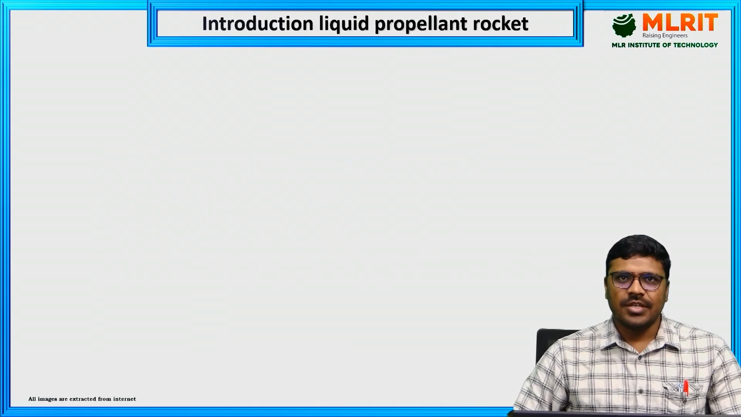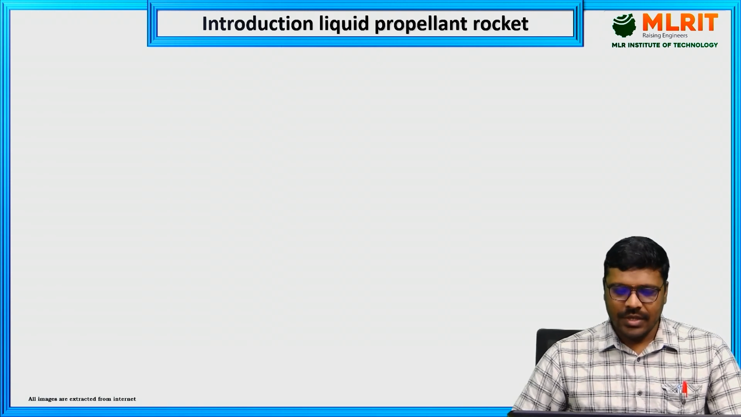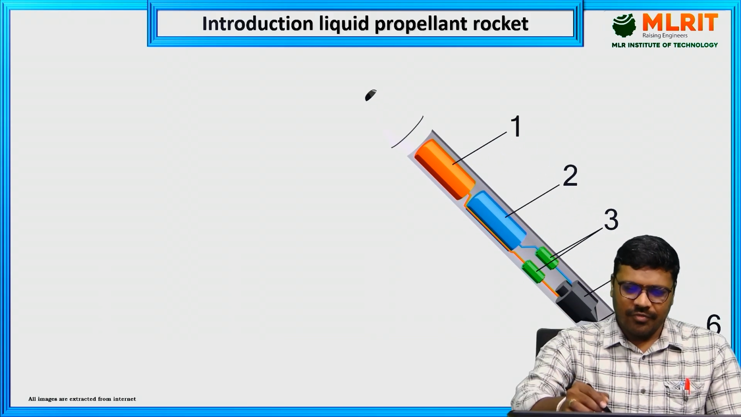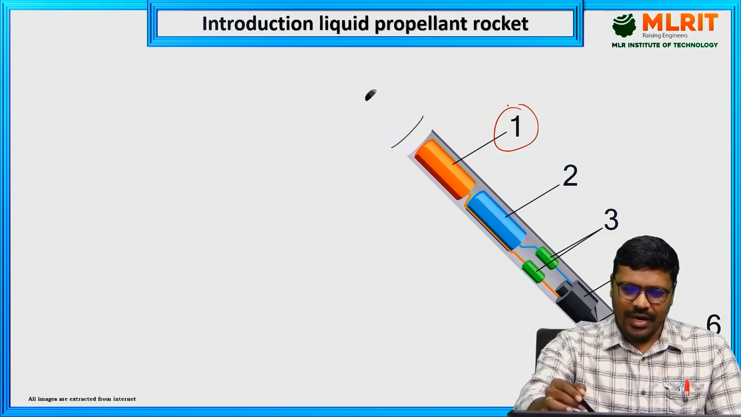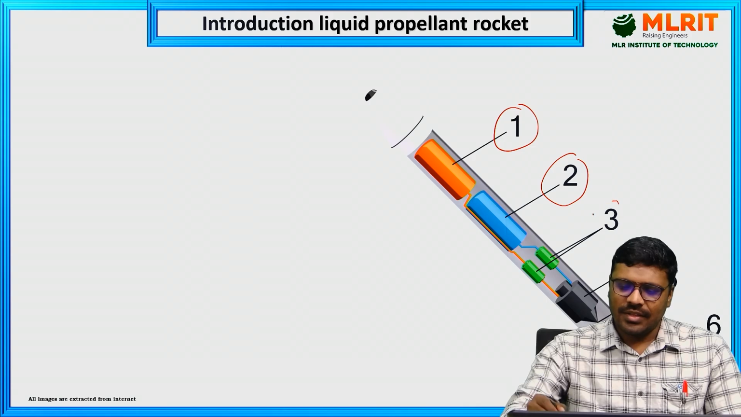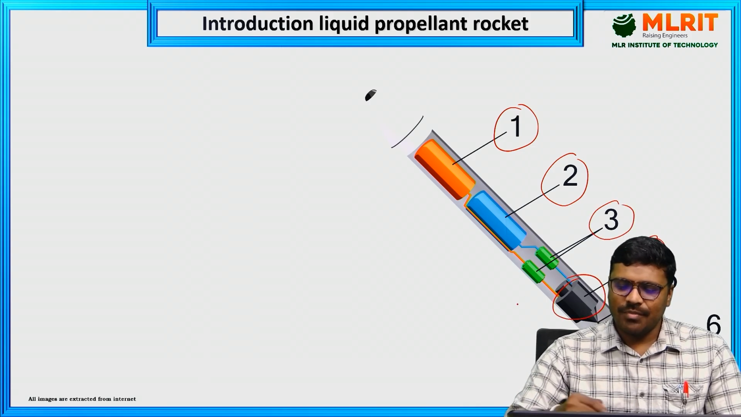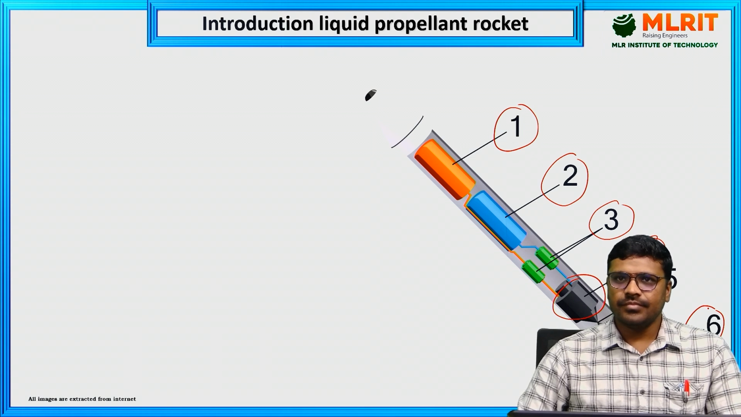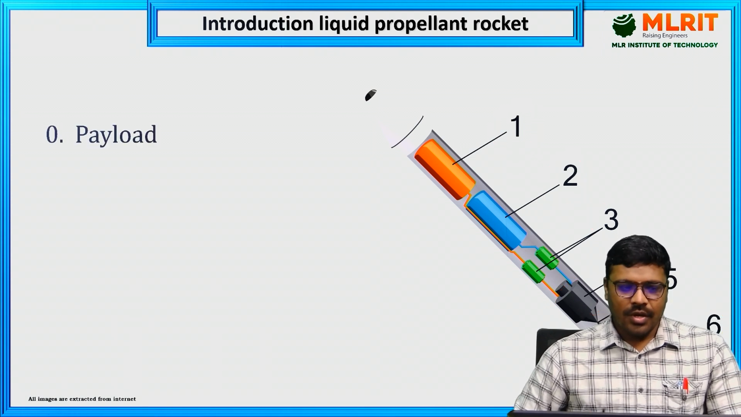Coming to the first topic, introduction to the liquid propellant rocket. What is a liquid propellant rocket and how does it look? This is how a liquid propellant rocket looks. Here, 1 and 2 are the fuel and oxidizer tanks, and 3 is the pumping mechanism. The fourth one is the combustion chamber, the fifth one is the nozzle, and the sixth is the exhaust. These are the main parts of a liquid propellant rocket.